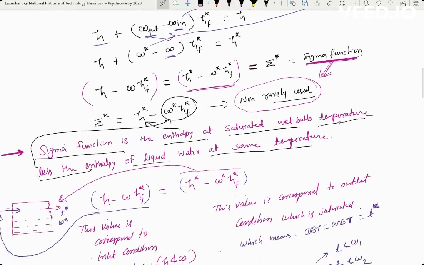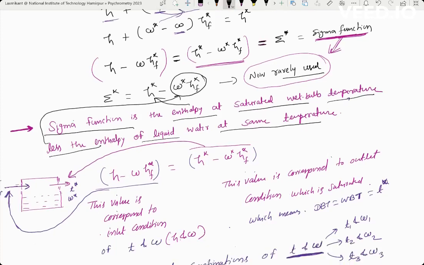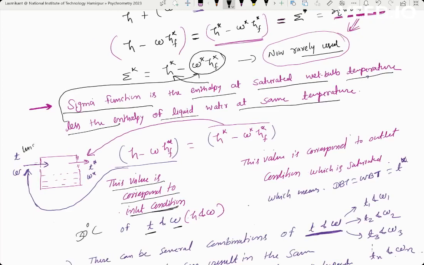Okay, so again we have written here H minus omega HF star and H star minus omega star HF star. So for this left term, the values H and omega correspond to the inlet condition. For example, T we are considering 30 degree Celsius. So this H corresponds to 30 degree Celsius and omega is also corresponding to this temperature. But this is for unsaturated air. So basically unsaturated air is going into this duct, so this is the condition for unsaturated air.